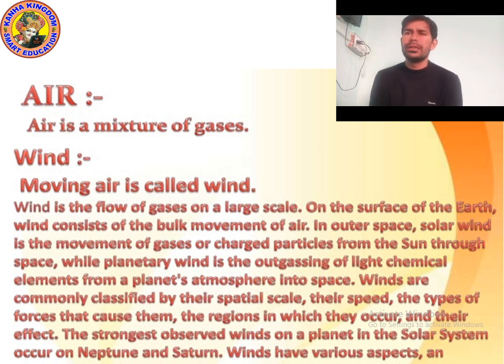In outer space, solar wind is the movement of gases or charged particles from the sun through space, while planetary wind is the outgassing of light chemicals from a planet's atmosphere into space. Winds are commonly classified by their spatial scale, their speed, the type of force that causes them, the region in which they occur, and their effect.